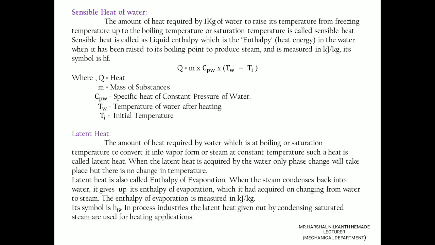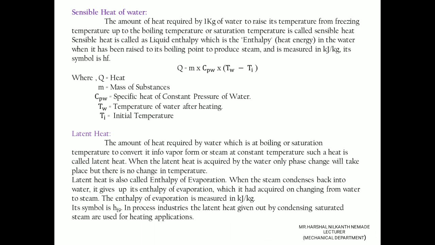Latent heat. The amount of heat required by the water which is at the boiling or the saturation temperature to convert it in form of vapor form or the steam at the constant temperature, such a heat is called as latent heat. When the latent heat is acquired by the water, only the phase change will take place, but there is no change in the temperature. Latent heat is also called as the enthalpy of the evaporation.